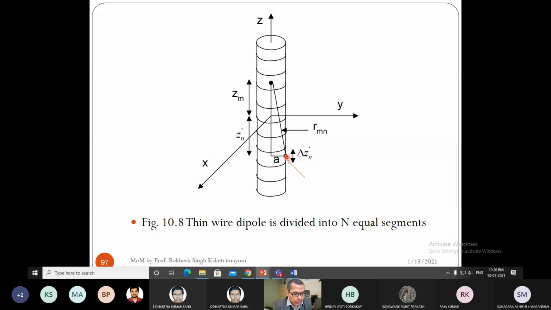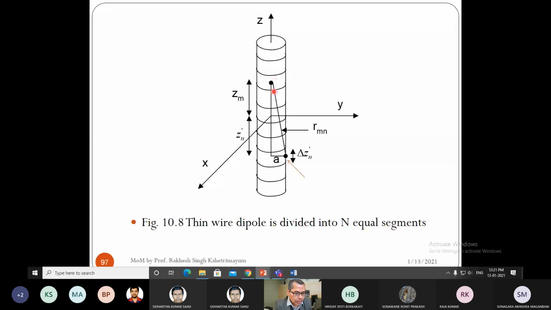Where is our observation point? I can put my observation point anywhere, but I don't want that singularity effect. Let's say we consider this segment, and if I put the source and observation at the same point, I will have a singularity effect. The integration will become infinite because the distance between the source and observation will be 0. So I will intentionally displace the observation point from the source point.